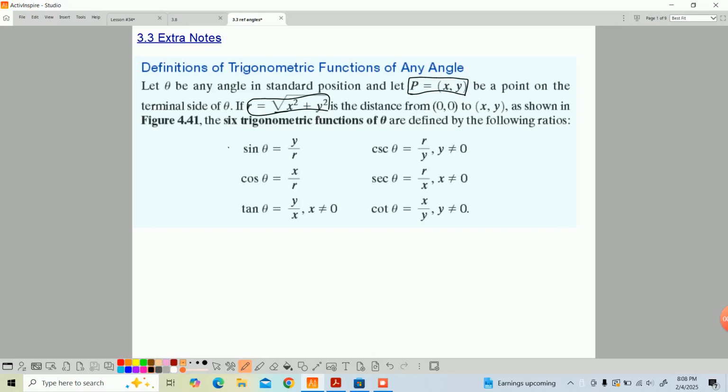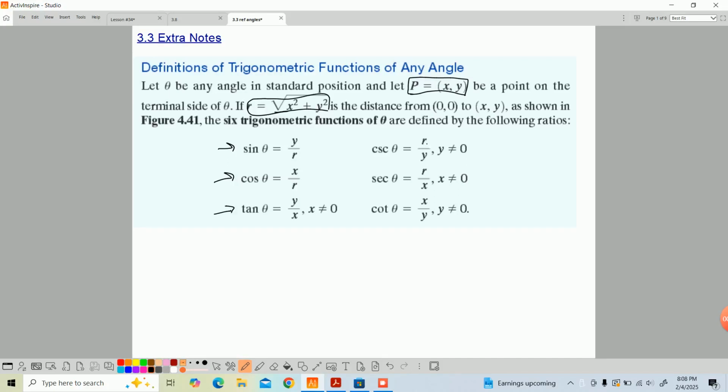Okay, and we've already been familiar with the sine formula, with the cosine formula, and with the tangent formula right there. One of the things we really haven't talked about is the reciprocal identities. So the cosecant of an angle is always going to be the reciprocal of the sine, and the secant of an angle is always going to be the reciprocal of the cosine. And the cotangent is always going to be the reciprocal of the tangent.